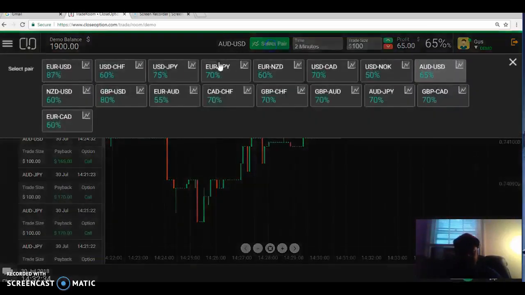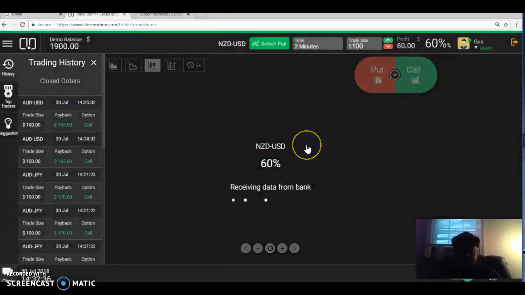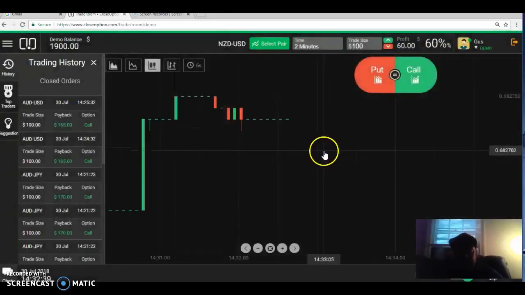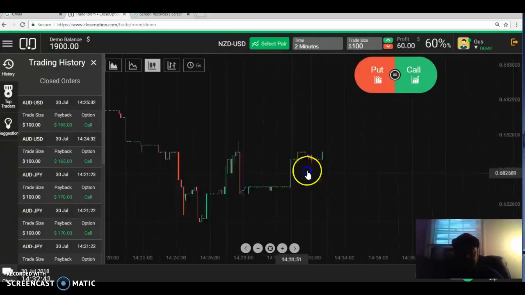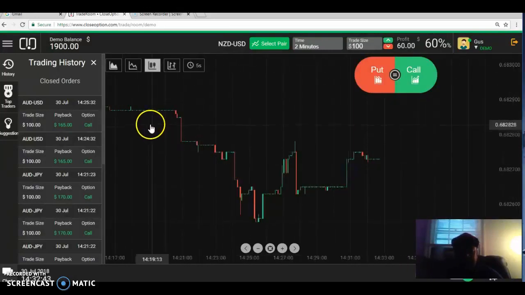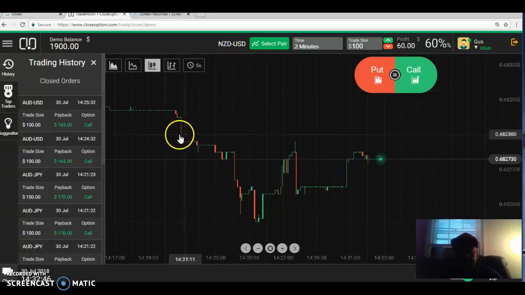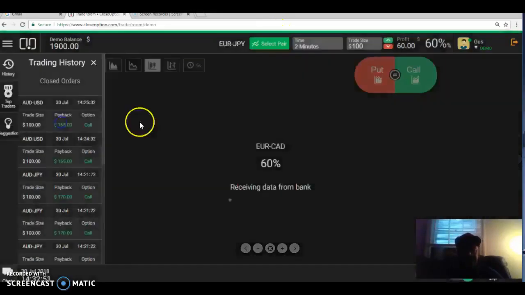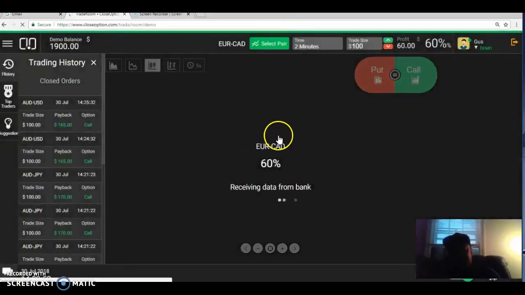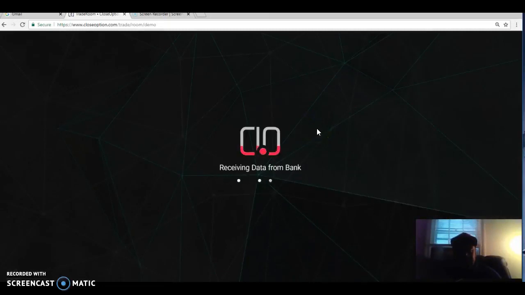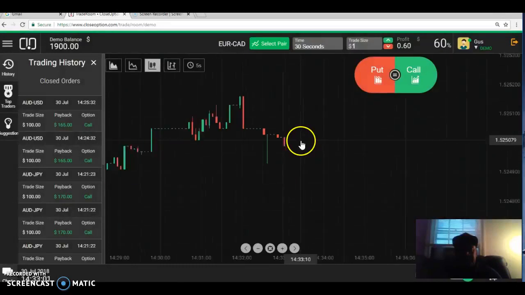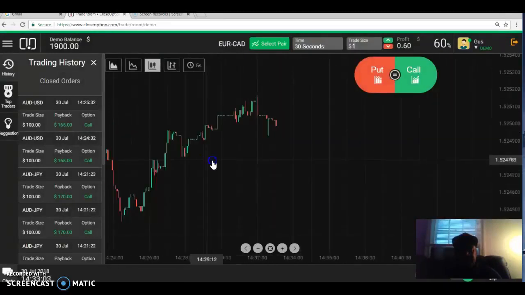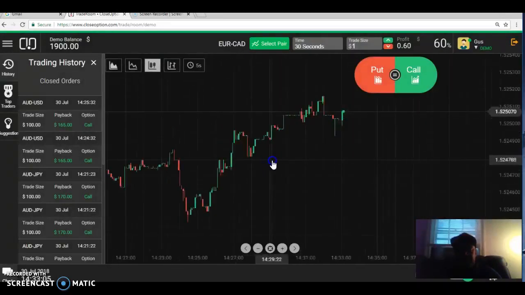So let's go check out a different currency pair. Let's see if we can identify a trade. Okay, basically here we're looking at New Zealand dollar, US dollar, and it's not really doing much. It's going sideways up and down. That's not really the kind of setup I'm looking for. Let's load another currency pair, and this is the euro dollar, Canadian dollar.